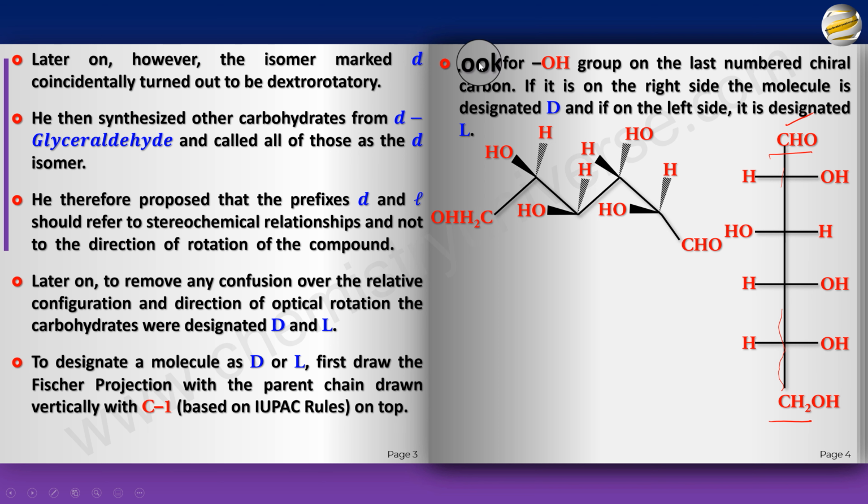And then he said, look for the OH group on the last numbered chiral carbon. Now, if I were to number 1, 2, 3, 4, 5, 6, this carbon is not chiral because it has got 2H. But this carbon is chiral and it is the last numbered chiral carbon. And then he said, if the OH group is on the right side, the molecule is designated D. And if it is on the left side, it is designated as L. So here OH is on the right, so we call it D-glucose, derived from D-glyceraldehyde.